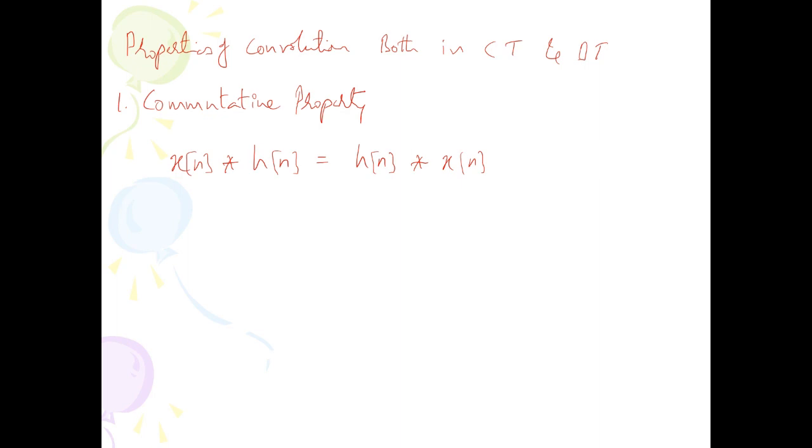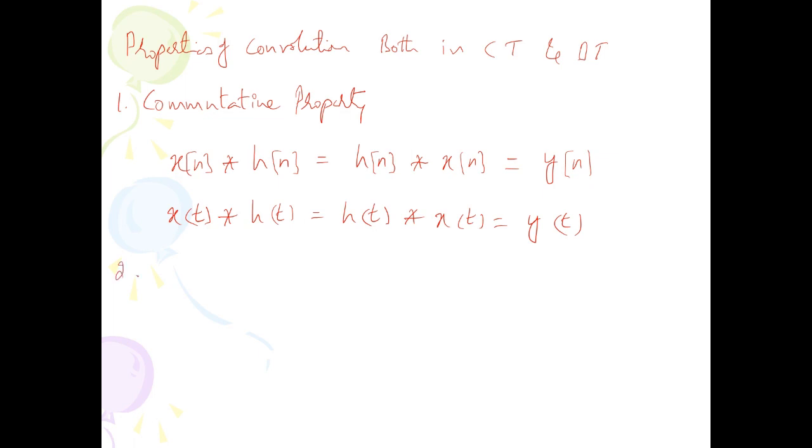Both are the same. Similarly, x of t convolution with h of t is equal to h of t convolution with x of t. So in both the cases we get the y of n. So here convolution is commutative with respect to the input signal and impulse response. If you convolve the two signals, you get the output y of t.